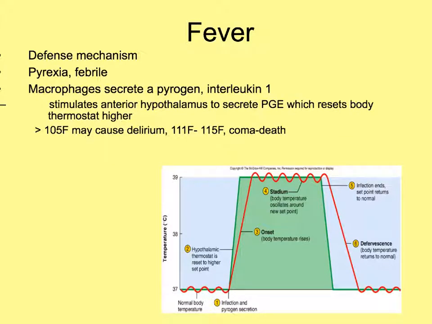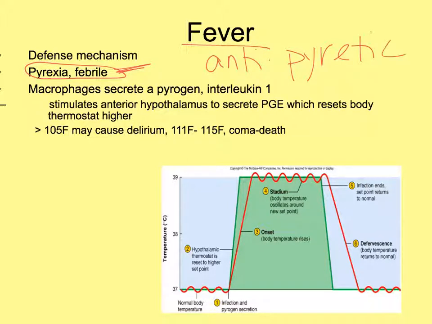Okay, now fever. So fever is part of your innate immune system. Words that deal with fever are like pyrexia, so like pyromaniac, right? Fire. Okay, and then febrile. So things like Tylenol are considered antipyretics. So a pyretic causes a fever, antipyretic would stop it. Okay, so fevers are a defense mechanism. When your body temperature goes up, it's harder for the organisms to survive.